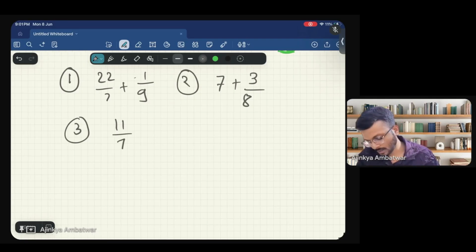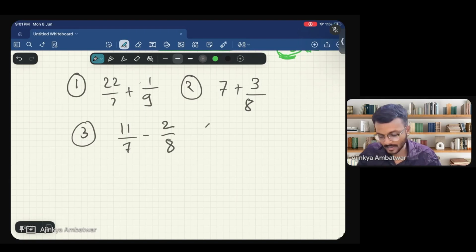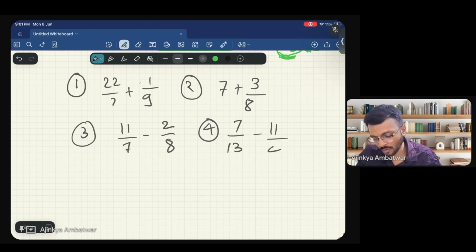You do 11 by, you can do it mentally also, let's see. But you are not allowed to make mistakes. Take a bet, come on. That is one. 7 by 13 minus 11 by 4.